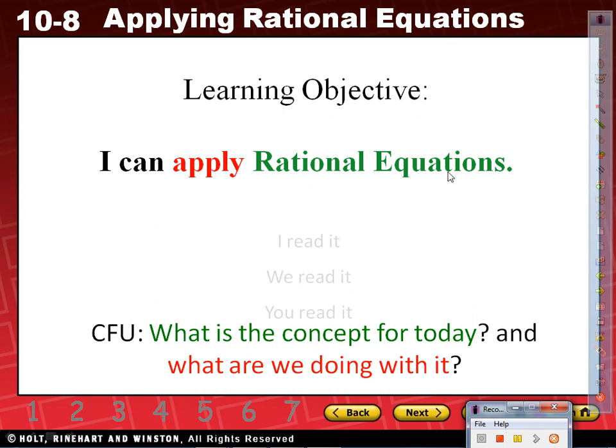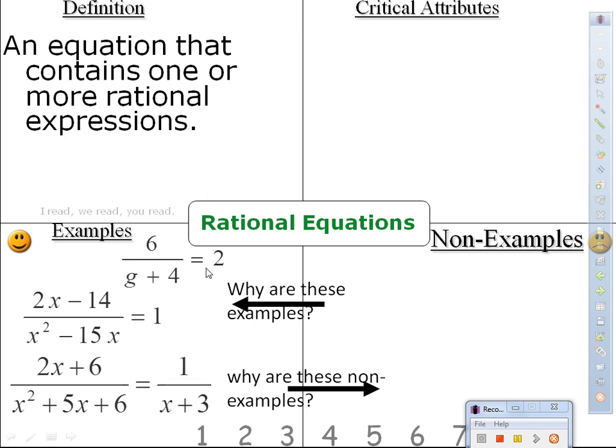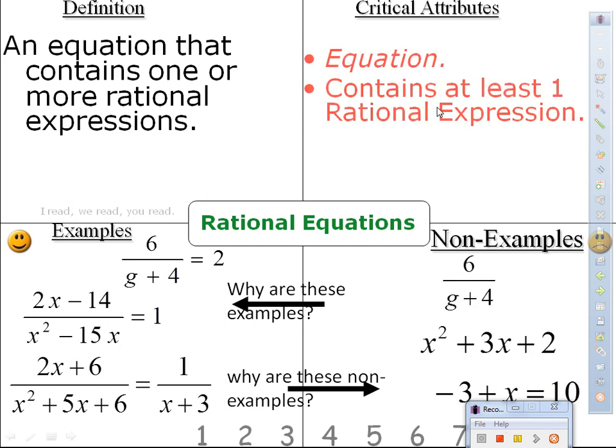So, write your objective. Our lesson, we're still on applying rational equations. So just to recap, here it goes. We did a Fermat model last time. We know what rational equations are. They're equations that contain at least one rational expression. Here they are. And we said they have to be equations containing at least one rational expression.